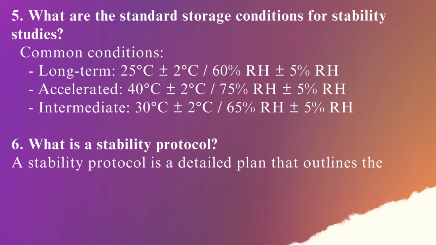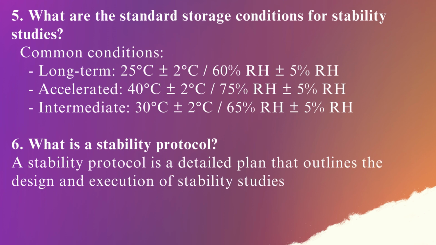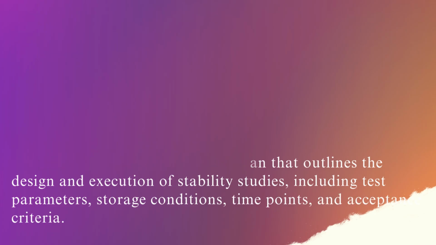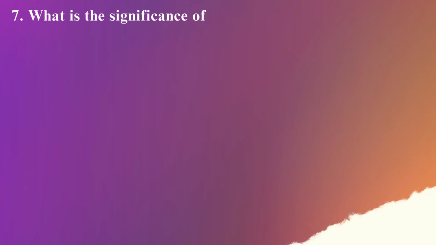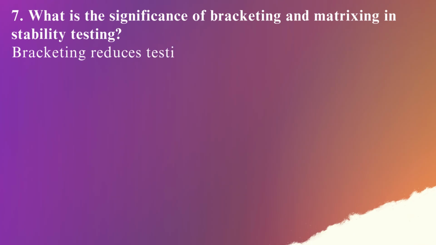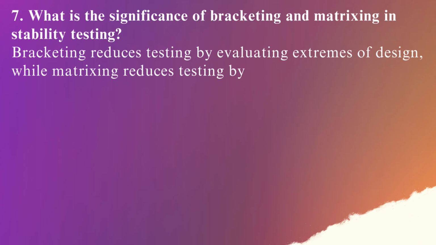What is a stability protocol? A stability protocol is a detailed plan that outlines the design and execution of stability studies, including test parameters, storage conditions, time points, and acceptance criteria. What is the significance of bracketing and matrixing in stability testing? Bracketing reduces testing by evaluating extremes of design, while matrixing reduces testing by testing a subset of samples at each time point.